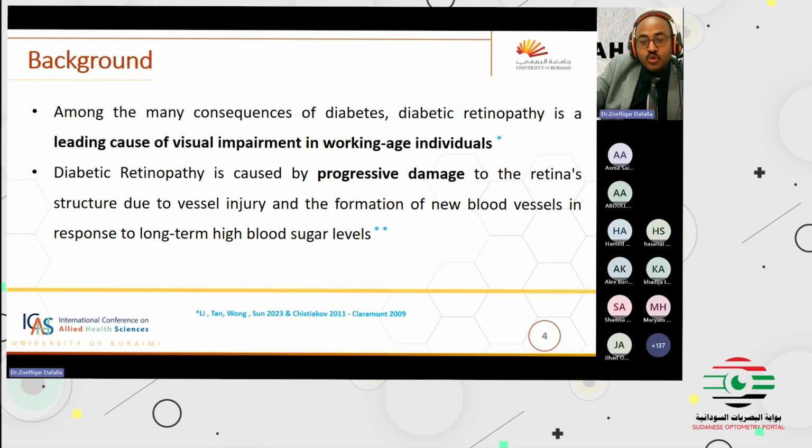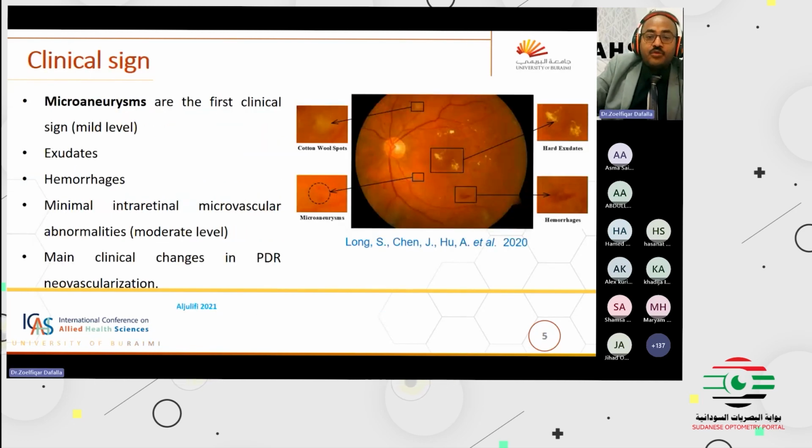Diabetic retinopathy is caused by progressive damage to the retina structure due to vascular injury and formation of blood vessels in response to long-term high blood sugar. Firstly, the structure will be affected and injured. Then after that, new blood vessels will come, which is called neovascularization. If you look at this photo, you will find the clinical signs starting from minor signs like microaneurysm, which is the first sign.